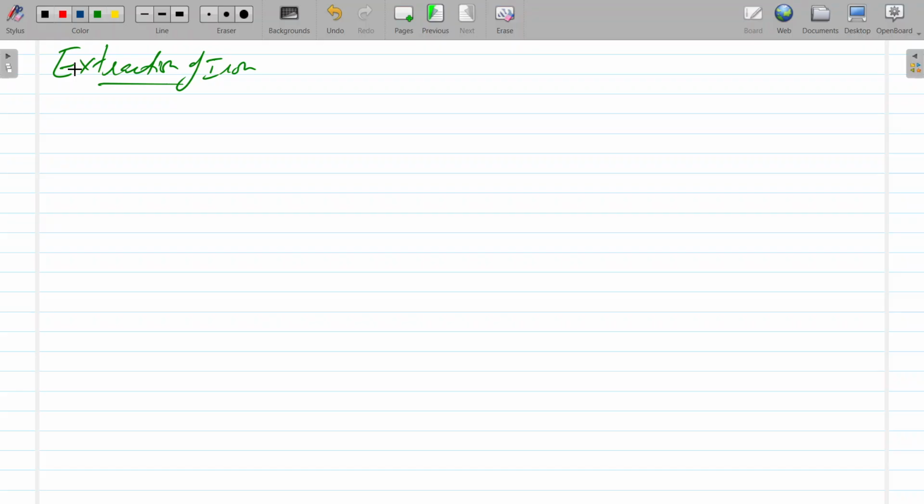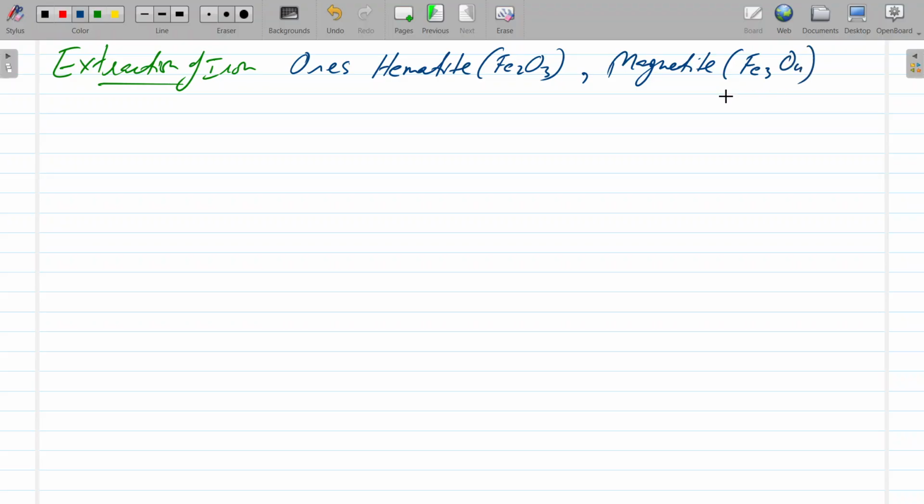Right, so there are two ores of iron, hematite and magnetite. Hematite is Fe2O3, so iron(III) oxide, and magnetite is Fe3O4. Don't ask me why it is that way. It is way beyond our required understanding in the syllabus.